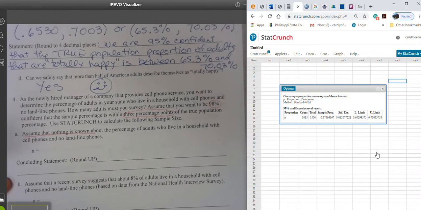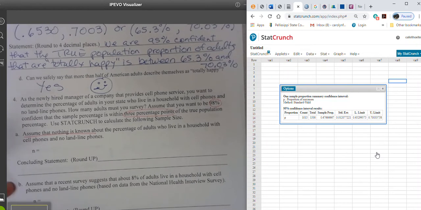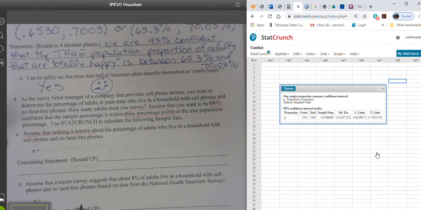This part of the question is going to say, well, we know a little something about this. There was another survey. It says, assume that a recent survey suggests that about 8% of adults live in a household with cell phones and no landlines. So 2 different ways of thinking about this. Here we don't know anything, so we're probably going to have to ask more people because we have no starting point. Here we're saying, well, there's this other survey, and it's showing that about 8% live in a house with a cell phone and no landline. So it's a couple of different ways we do this. Now, this is what's important here.